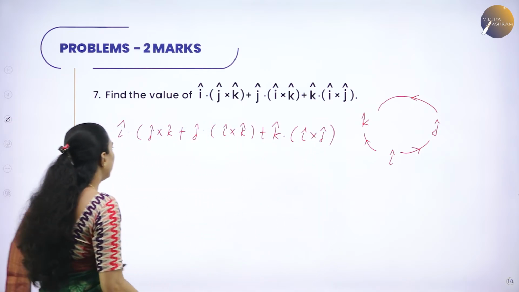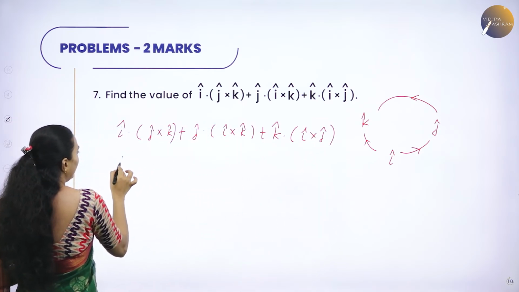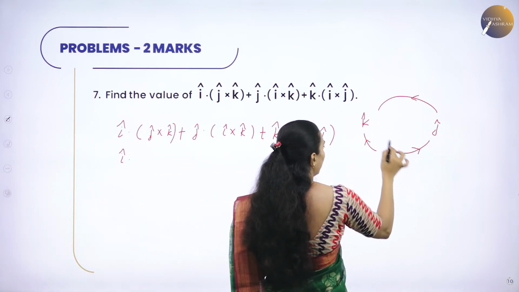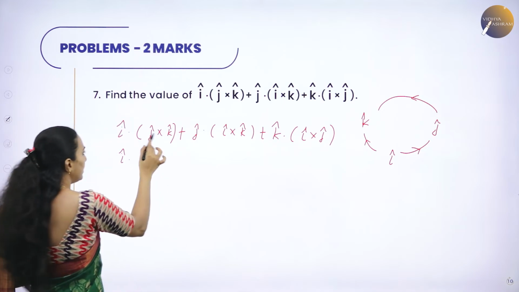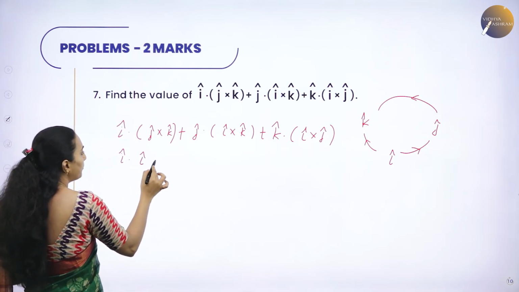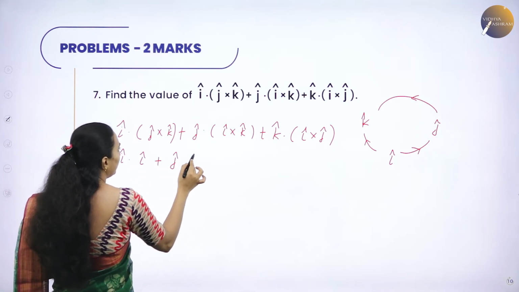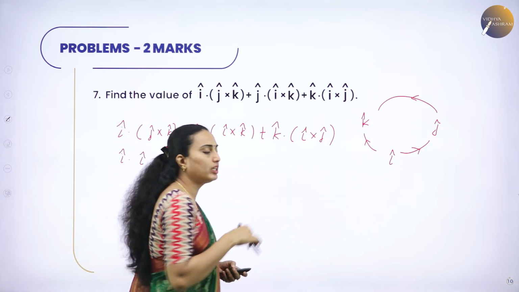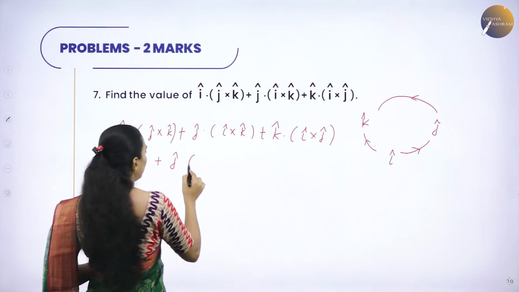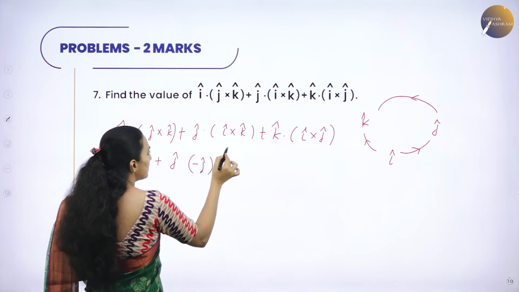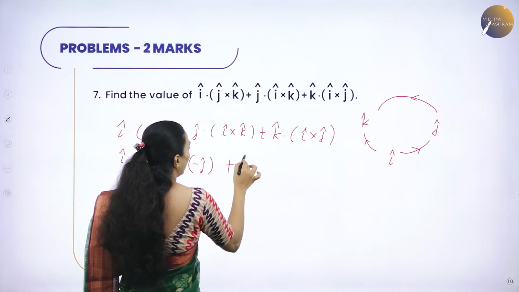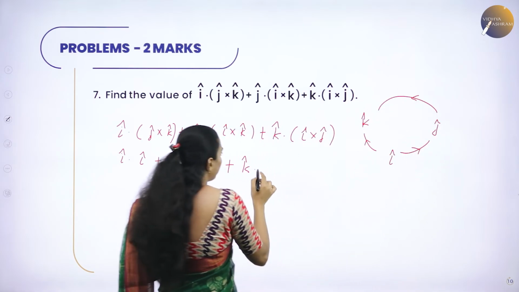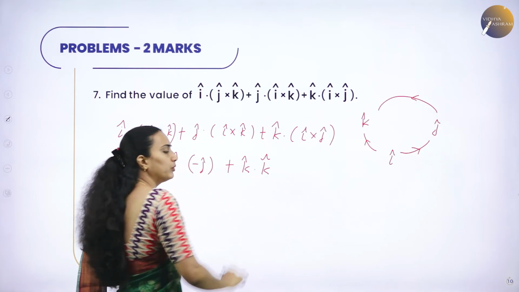Now let us take it as, see, i dot j cross k. You can see here j cross k is nothing but i cap. So i dot i cap, plus j dot i cross k. Since it is going in the opposite order, i cross k is minus j, which will be minus j cap. Similarly, plus k dot i cross j. i cross j is nothing but k cap. So into k cap.